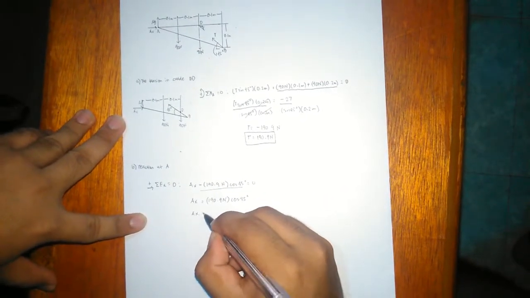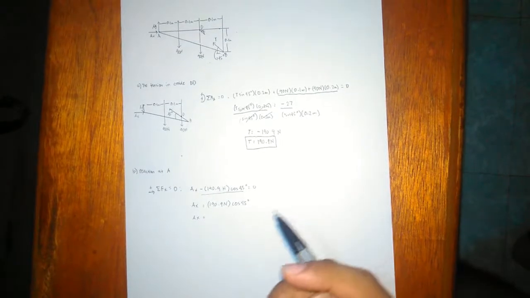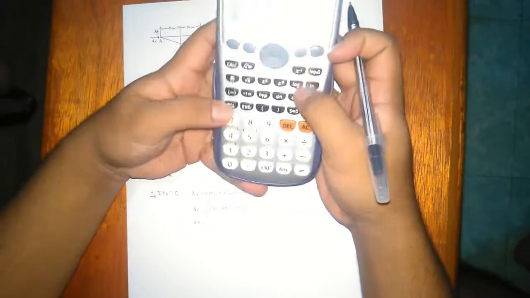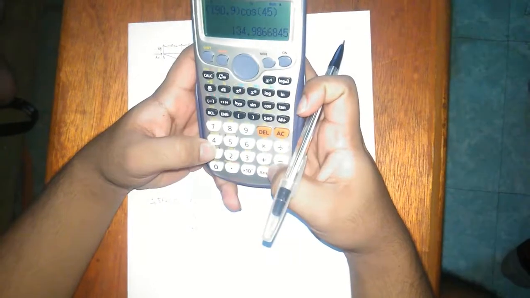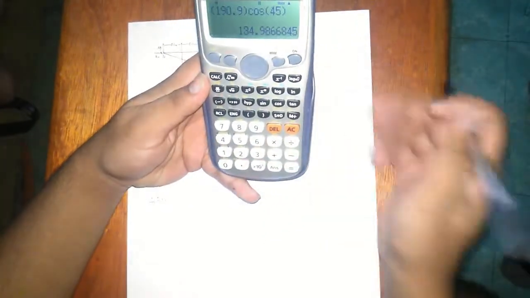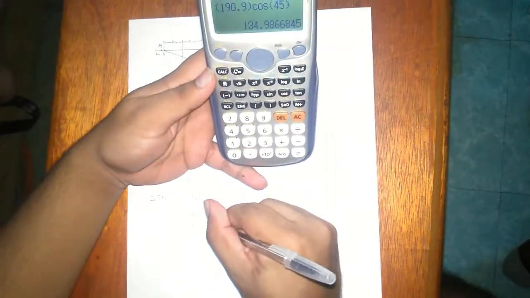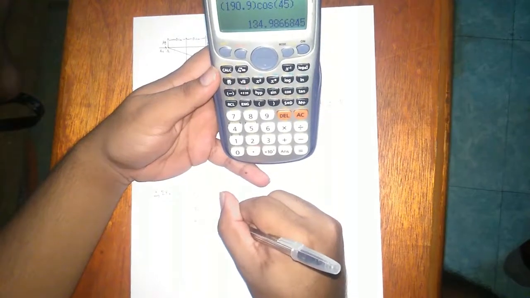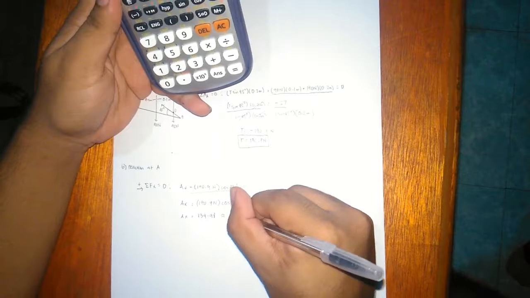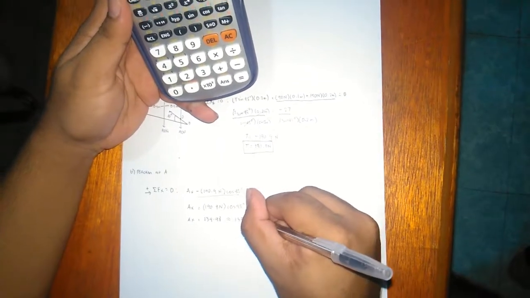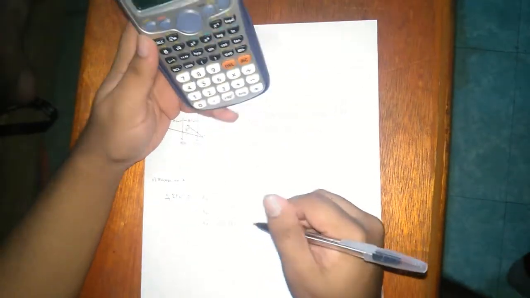So Ax is equal to 190.9 times cosine 45. So we have 134.98, or approximately 135 Newton. So this is the value for your Ax.